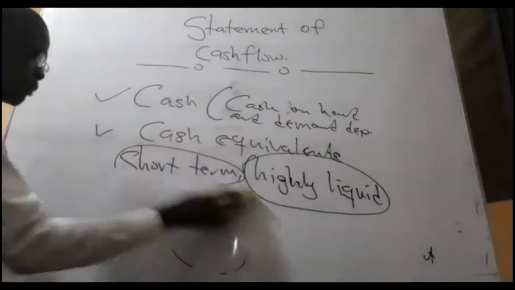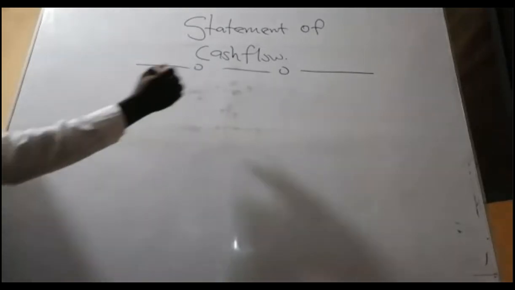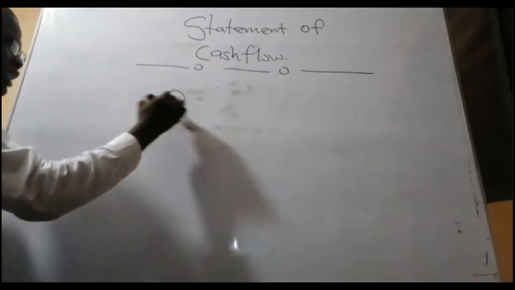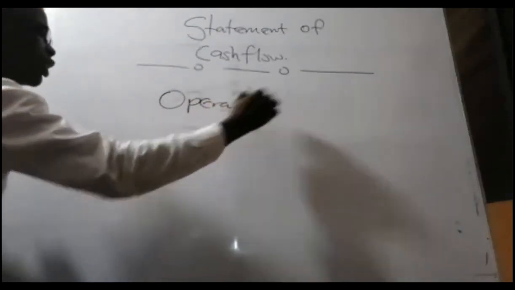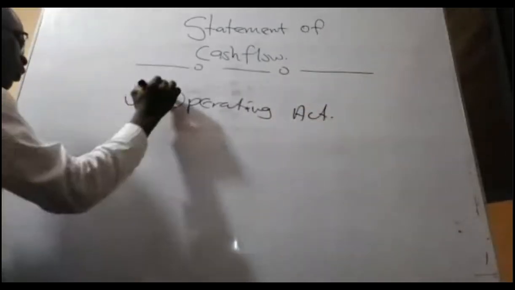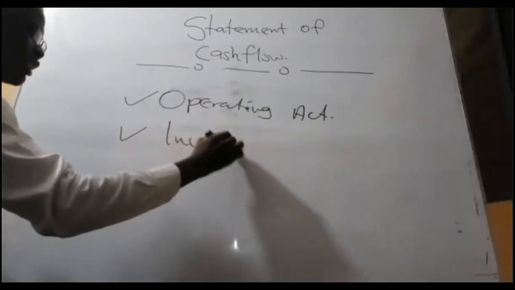Now let's start the actual game. For cash flow purposes, the organization's activities have been grouped into three, unlike the profit and loss, where we have just one section. So we have three perspectives. We have the operating activities, that's the first one. The second one, investing activities.